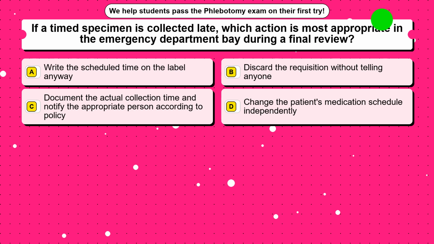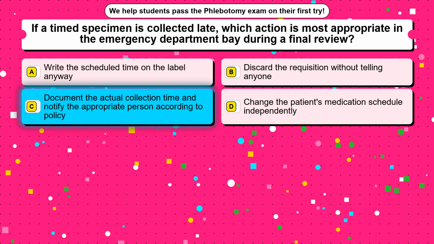Question 82. If a timed specimen is collected late, which action is most appropriate in the emergency department bay during a final review? Option A. Write the scheduled time on the label anyway. Option B. Discard the requisition without telling anyone. Option C. Document the actual collection time and notify the appropriate person according to policy. Option D. Change the patient's medication schedule independently.